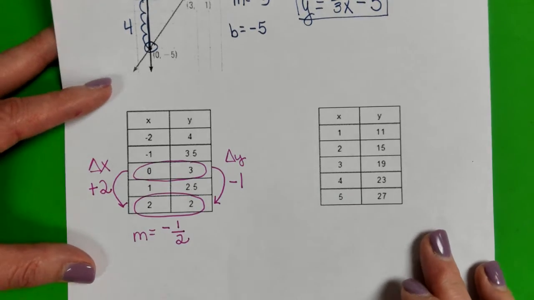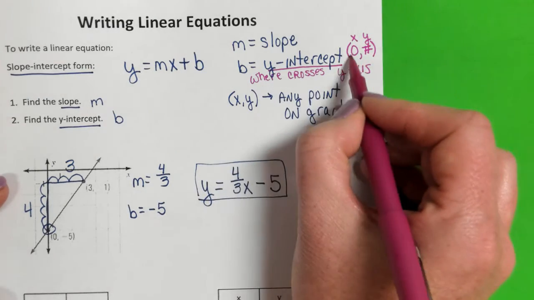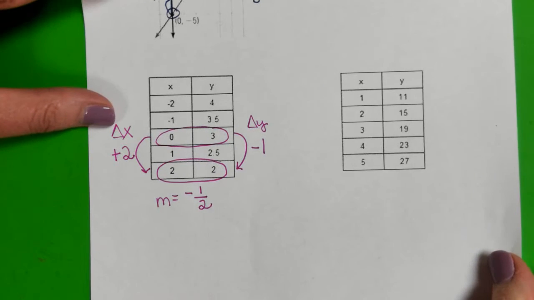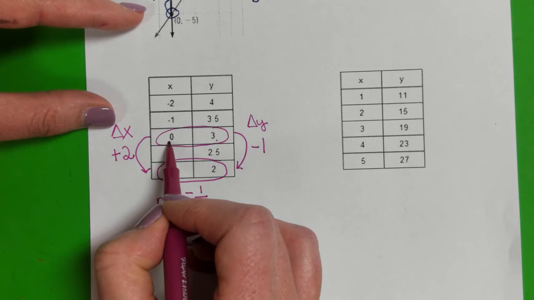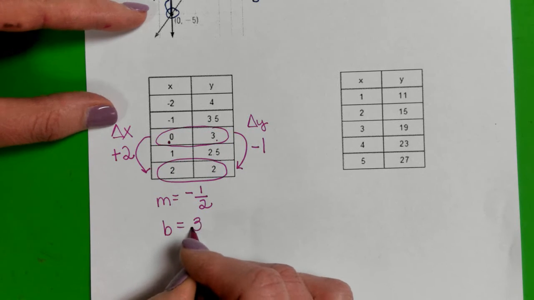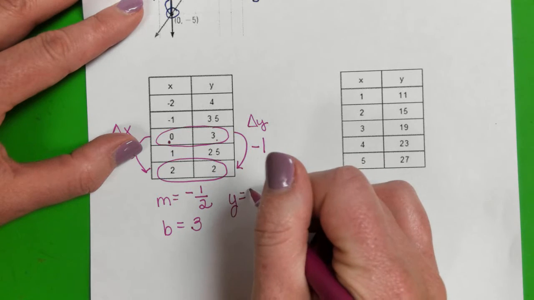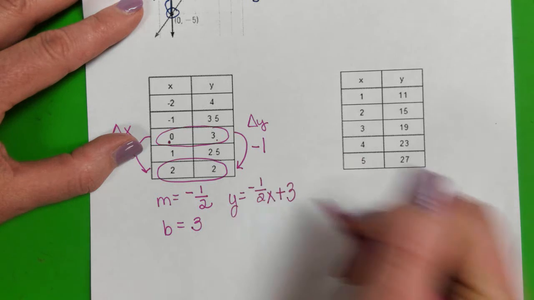Okay, now let's find our y-intercept. So remember, we talked about our y-intercept. The x value has to be 0. So that's the first thing I would want to look for in my table. And look, I've already circled it for us. Here's where x is 0. So the y-intercept is 3. So that means our equation is y equals -1/2 x plus 3.